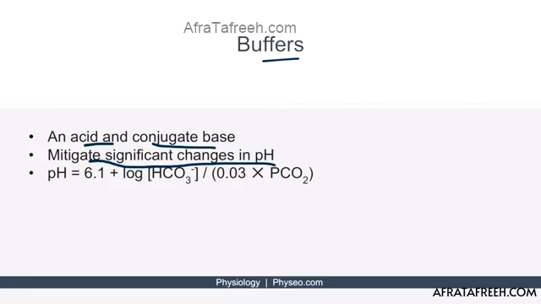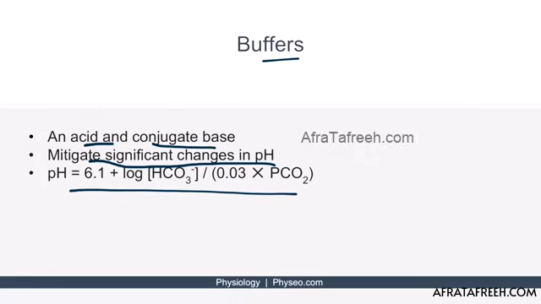The Henderson-Hasselbalch equation is shown here, which is pH equals 6.1 plus the log of bicarbonate divided by 0.03 times the partial pressure of carbon dioxide. This can be useful for determining the pH of a buffer system. In this context, it has been formatted to calculate the pH using the most common physiologic buffer, carbon dioxide and bicarbonate.